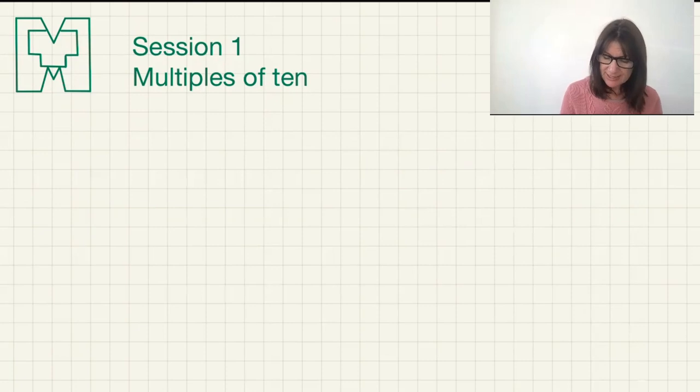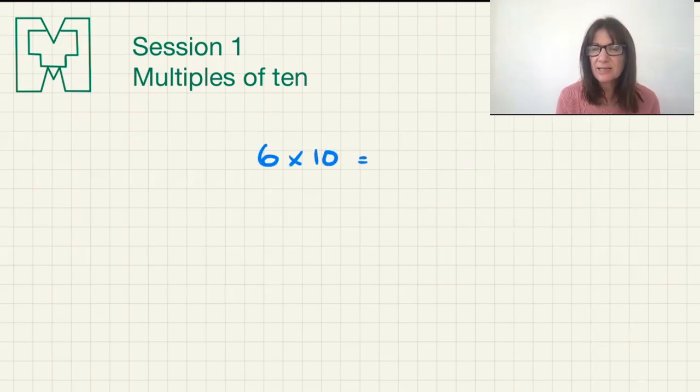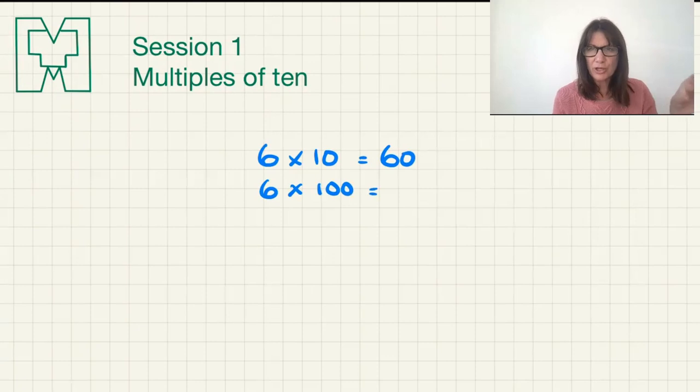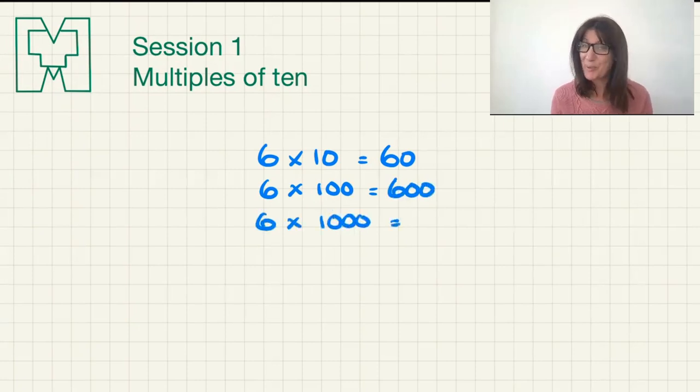So let's have a little look at this. If we are going to do a nice simple question like 6 times 10, we can work that out on our fingers, and 6 times 10 is 60. If I give you 6 times 100, I've got 6 lots of 100. That means I've got 600. Now, if I write down 6 times 1,000, you may have already started to spot the pattern. I want to explain the pattern.